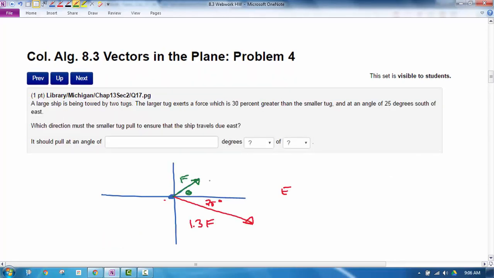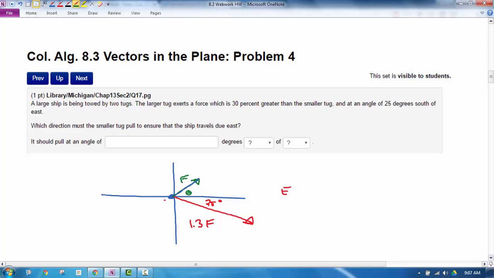Okay, the next problem is a tough one. It says that a large ship is being towed by two tugs. The larger tug exerts a force which is 30% greater than the smaller tug. So I drew this picture here. I drew this at 25 degrees south of east, like it said. I labeled this 1.3 F because whatever force the smaller tug's pulling with, this has to be 30% greater, which is 1.3. You know, the original amount was 1 plus 0.3 is the 30%.